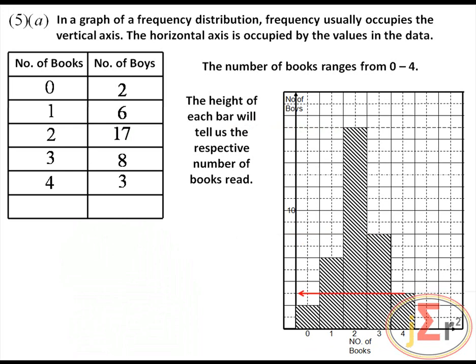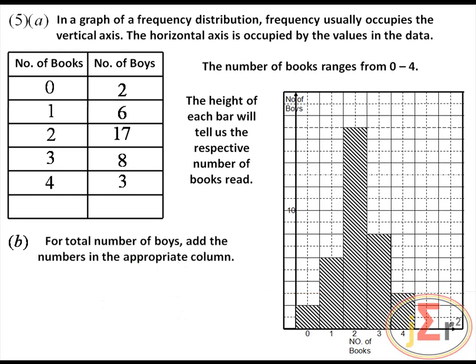And that one is 1, 2, 3. Right. So there we have the table completed. How many boys are in the book club? For total number of boys, add the number in the appropriate column. So we have number of boys, we have a column, number of boys, right there, and the total number of boys will be the result of adding all of those numbers that we have there, and that is equal to 36.